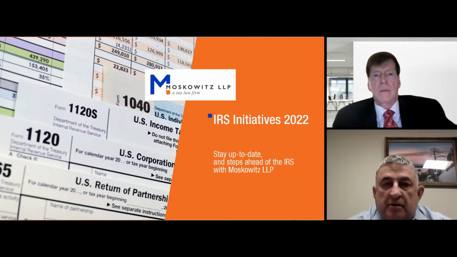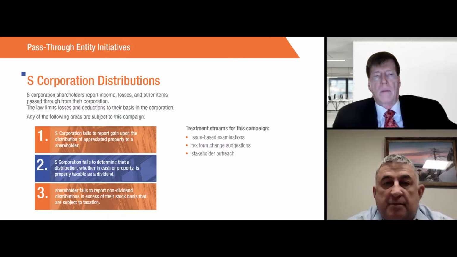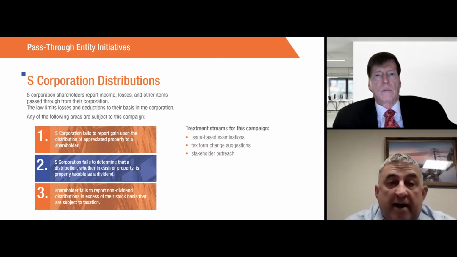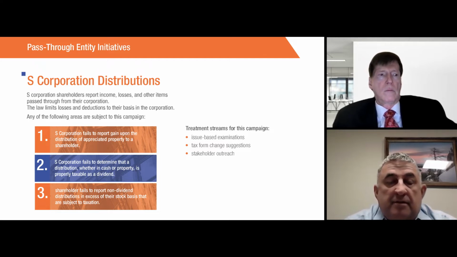Thanks, Steve. So, as you mentioned, we're going to be talking about IRS initiatives, particularly with regard to pass-through entities, which are S corporations, LLCs, and partnerships. What is the IRS looking at? One of their top focus areas is S corporation distributions. Why? Because oftentimes these are incorrectly reported on the K-1s of S corporations.